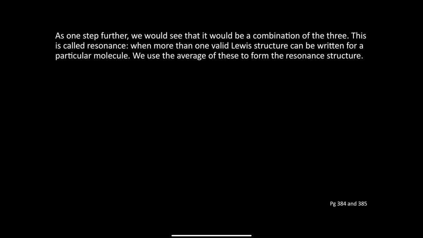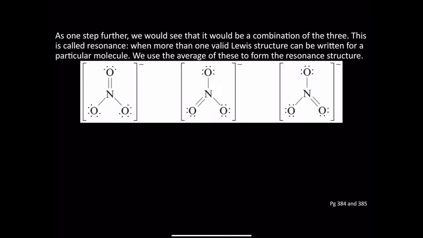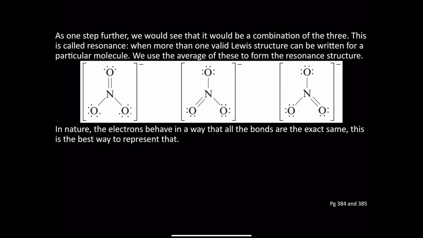So we know that the true molecule in nature is the average of every resonance structure. It's not just one of them. These electrons behave in a way that all bonds are the exact same, and this is the best way to represent it, because we don't want to do a 1.5 bond or 1 1/3 bond anywhere. So we just represent it with three different Lewis structures that are called resonance structures.